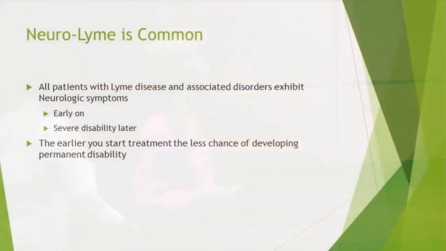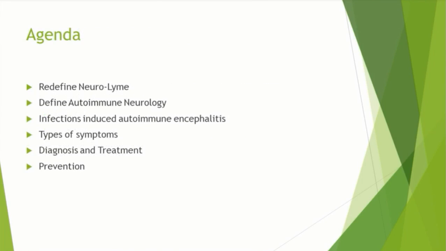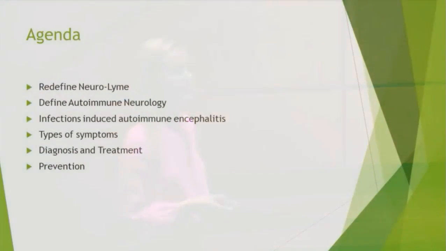Yes? Okay. So the earlier you start treatment, the less chance of developing permanent disability. All right, so I was going to talk about the agenda. Again, redefining what Neuro Lyme is, defining what autoimmune neurology is, and then talking about infections-induced autoimmune encephalitis, which I think is really why you guys came to hear me, and the types of symptoms that can present in this condition, and diagnosis and treatment. I'll touch on that a little bit, and talk about prevention.